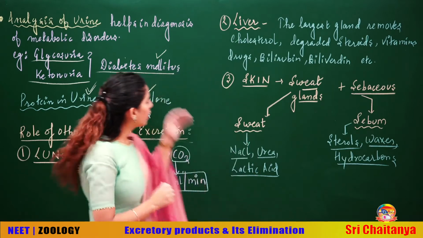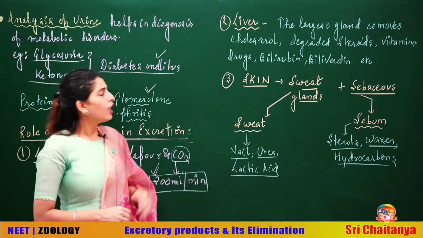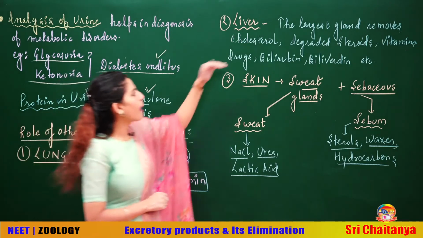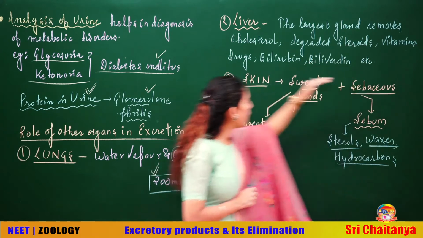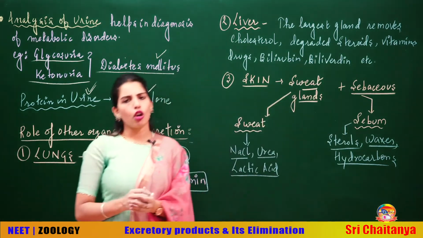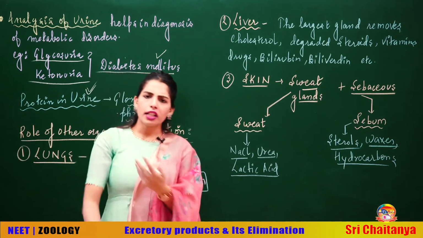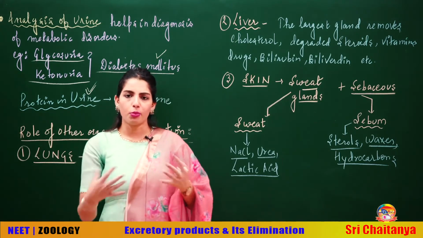Talking about the other organ, the liver, which is the largest gland in your body, it can also excrete some amount of cholesterol, degraded steroids, vitamins, drugs, bilirubin and biliverdin. So it can also help in excretion of these.